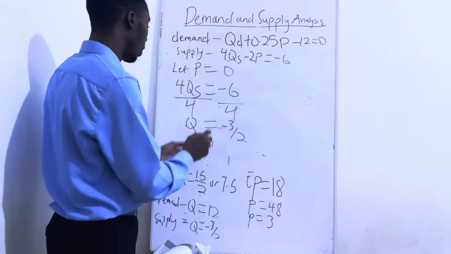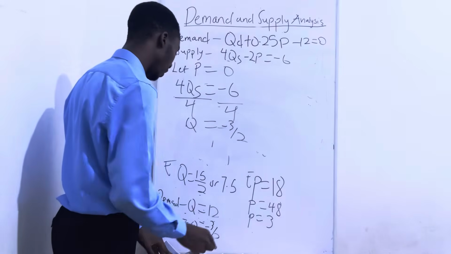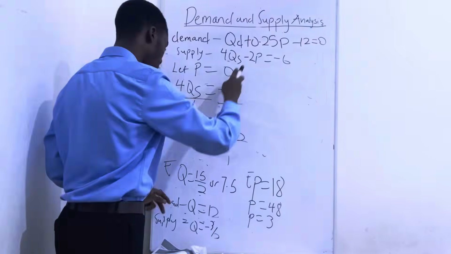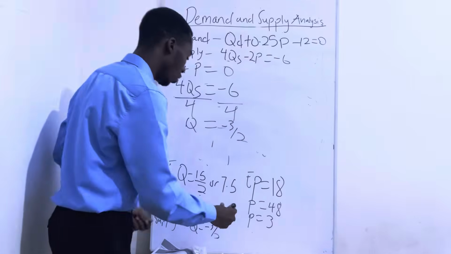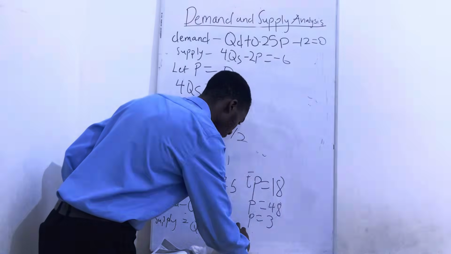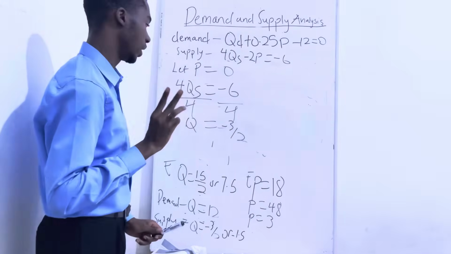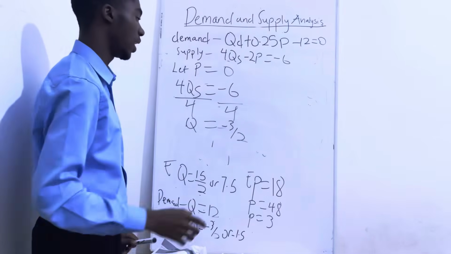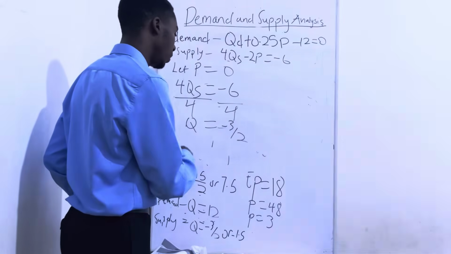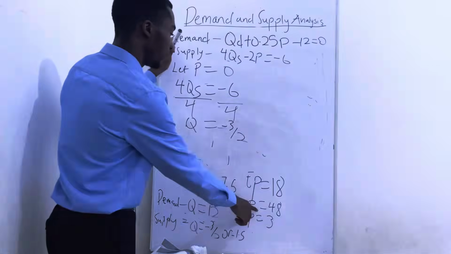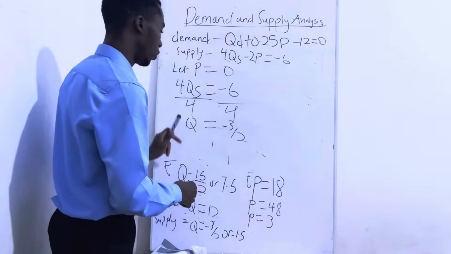Okay, so after doing all that, for the quantities, we have the equilibrium quantity to be 7.5. For the demand function, when we made P 0, the quantity we had was 12. And for the supply function, when we made P 0, we had -3/2 or -1.5. So now for the quantities, we have 3. And when we come to the price, we also have 3. The equilibrium price, we got 18. The way we made Q 0 in the demand equation, we had P is equal to 48. The way we made Q 0 in the supply equation, we had P is equal to 3.